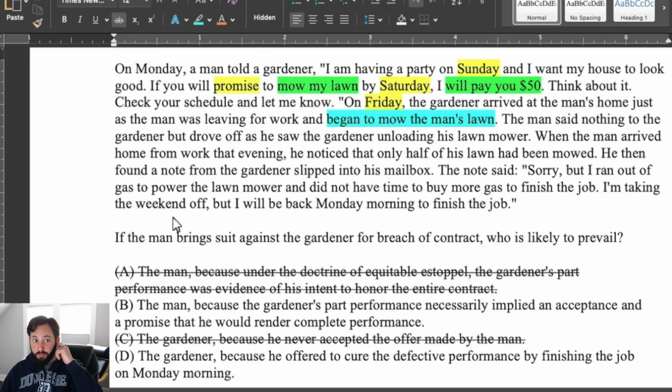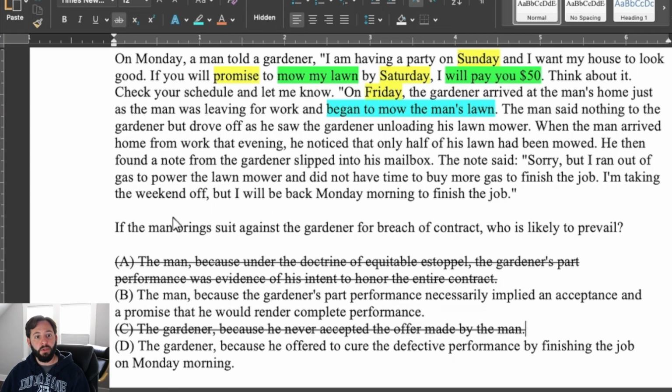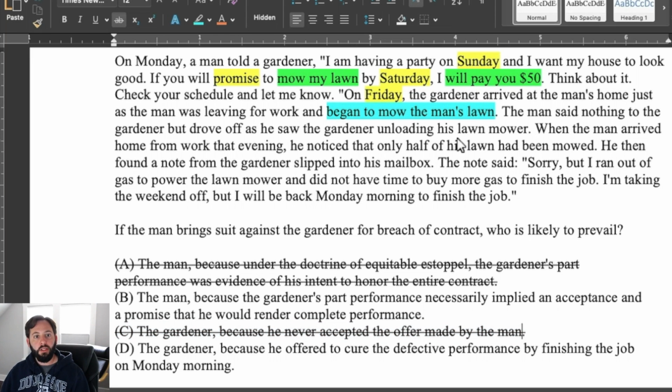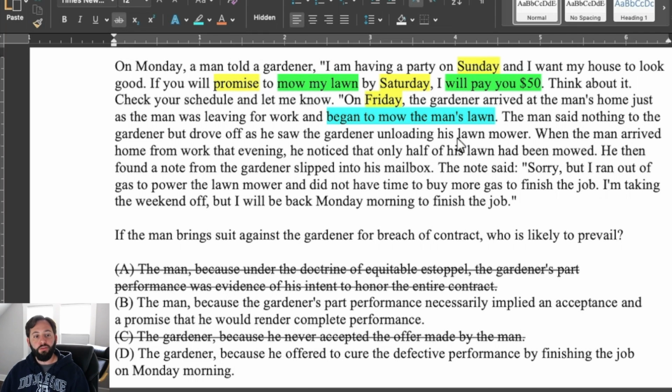This is great. We're only about halfway through the fact pattern, and I think we've done a nice job excluding things basically because they just didn't meet the elements. There aren't strong arguments on the other side. Let's move on. When the man said nothing to the gardener but drove off as he saw the gardener unloading his lawnmower, we now have additional facts that support our ruling out of C, because the offeror was notified of the acceptance by performance, eliminating any doubt that that acceptance was valid.